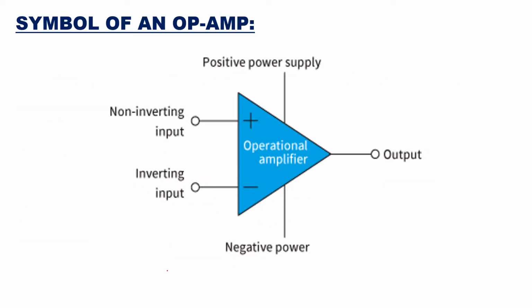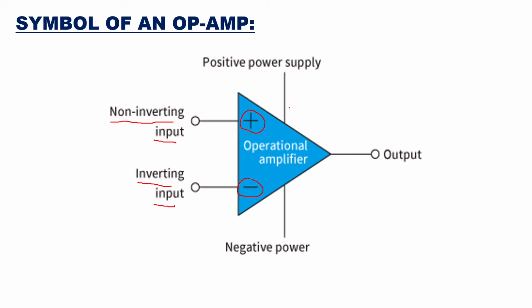If you see the symbol of an op-amp, it is shown like this. You have two inputs. One is called the non-inverting input, and the other one is the inverting input. The non-inverting input we put as a plus sign, and the inverting input we put as a minus sign.